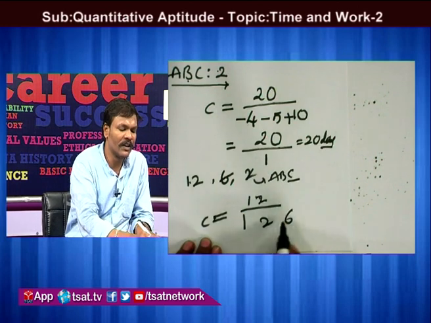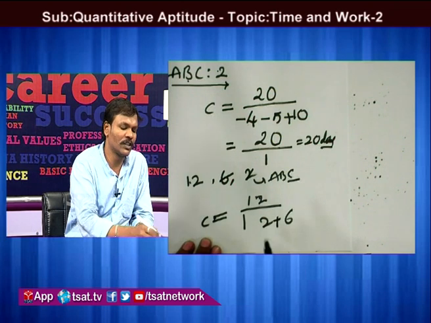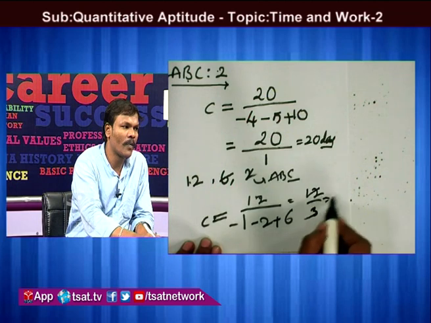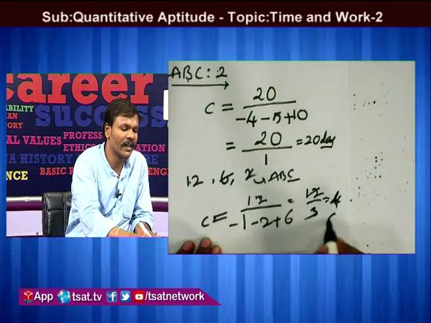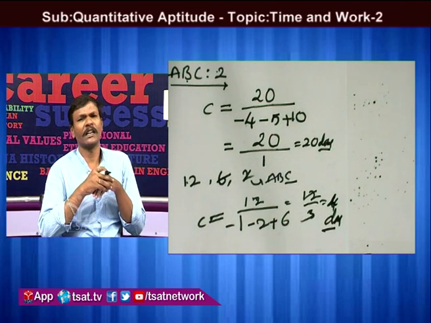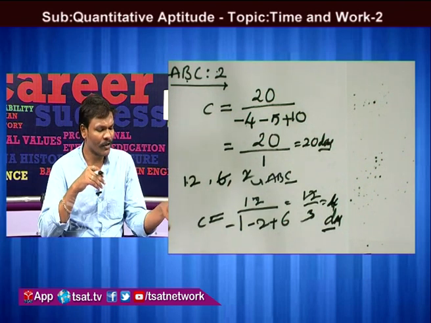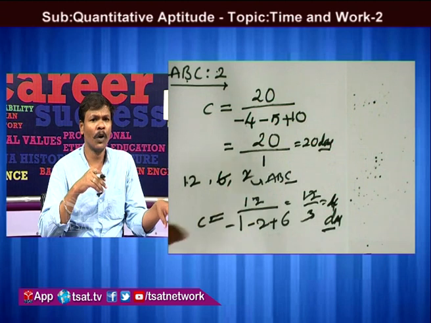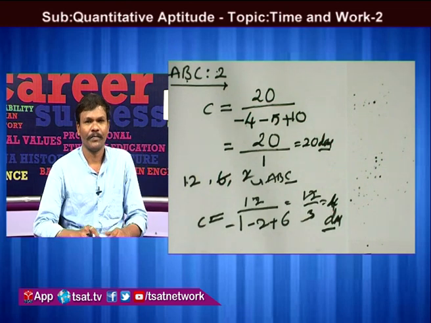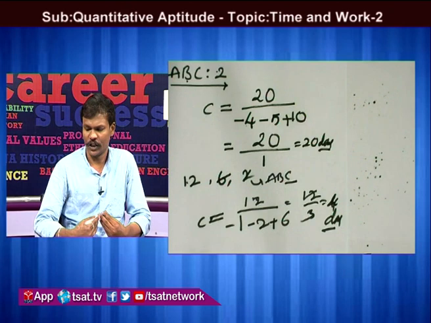For the ABC value, only the last one is positive, the remaining are negative. 12 by 3, how many days? It was 4 days. So it took only 20 to 30 seconds of time. So this much of the concept we have to learn to solve the question. Is it clear? We have to note down the question and solve it. Right. Move on to the next question.